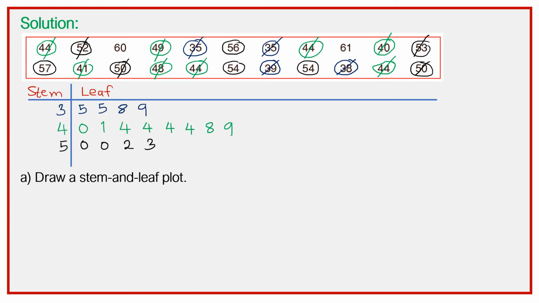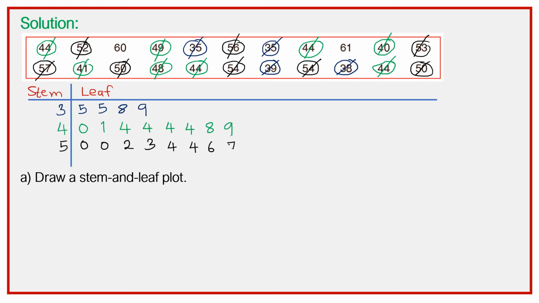Actually, 54 is there 2 times. So we have this one and this one. So I write 4 and 4. Next is 56. This one. So I write 6. And next is 57. I write 7.